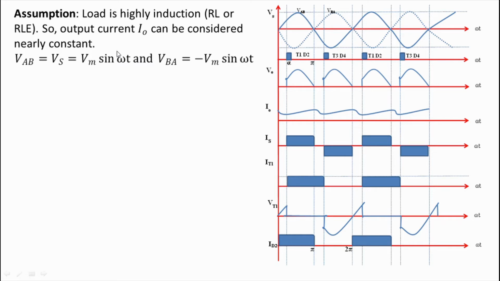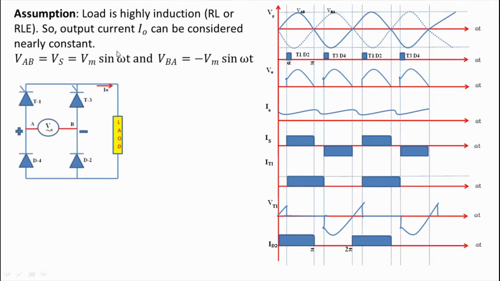See this circuit. It has two thyristors T1 and T3 and they have common cathode, and two diodes D2 and D4 and they both have common anode. Source voltage is applied between points A and B with polarity as shown here. So we can write VAB is equals to Vm sin omega t, and when VAB is equals to Vm sin omega t, then obviously VBA will be equals to minus Vm sin omega t. See the waveforms. Here VAB is shown by dark blue line and VBA is shown by dotted line.